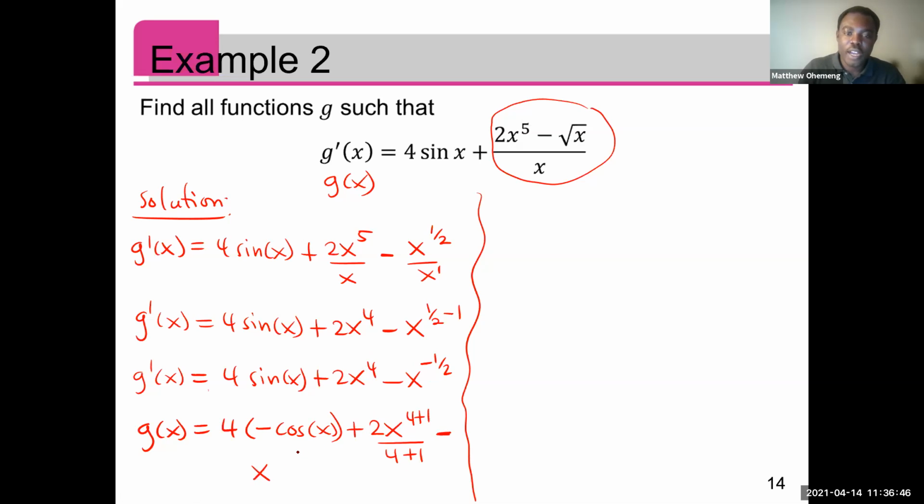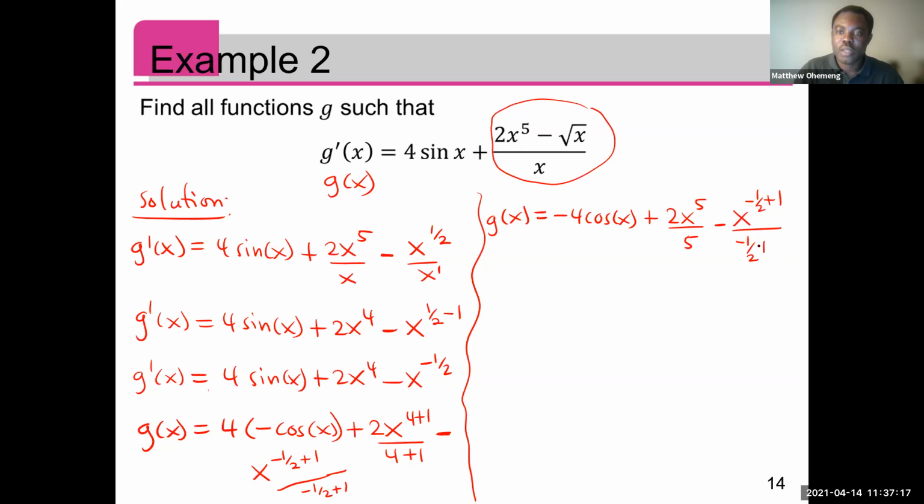For that s to the power half, perhaps I should write, okay, let me say, so we just add 1 and then divide by the result, same thing, right? So the power function at work, plus 1. Let me write it well here. So G of X equals negative 4 cosine of X, and then plus 2x to the power 5 over 5. And then minus, you have x to the power negative half plus 1 over negative half plus 1. And then you are missing something, plus c, right? Please don't forget that. Let me try and squeeze this here, plus c, right?